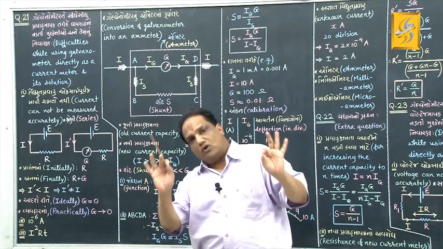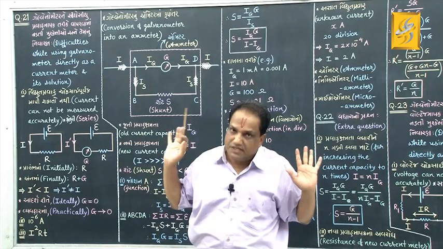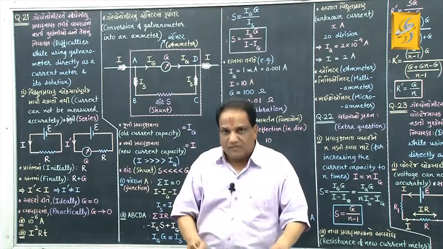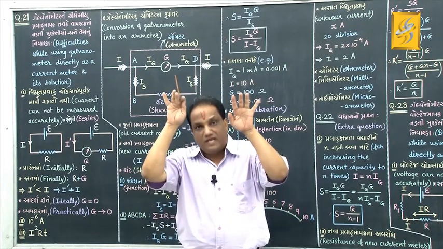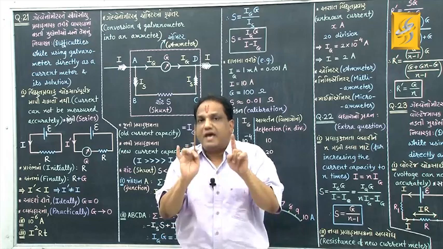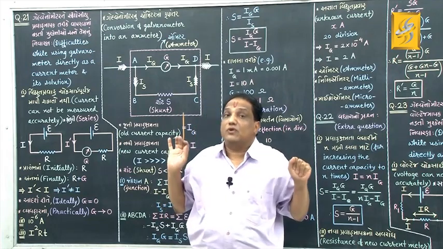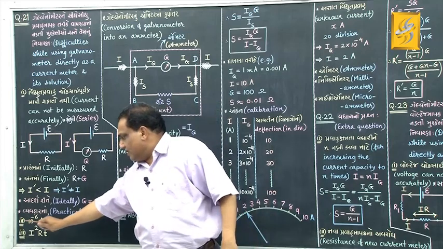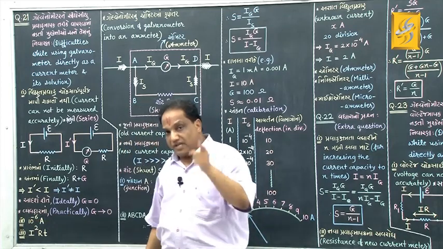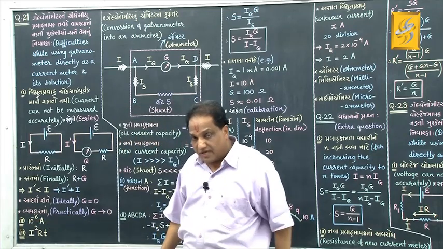Current can be measured almost accurately, correct? So now onwards, remember, for any current meter, its resistance should be made as small as possible, then only it can measure current accurately, correct? Fine. What is the second difficulty while using galvanometer directly as a current meter?